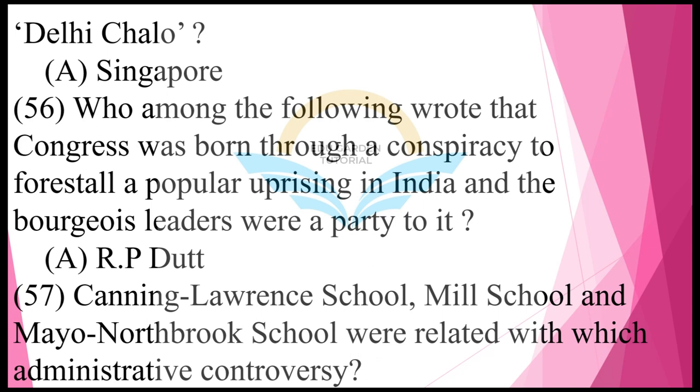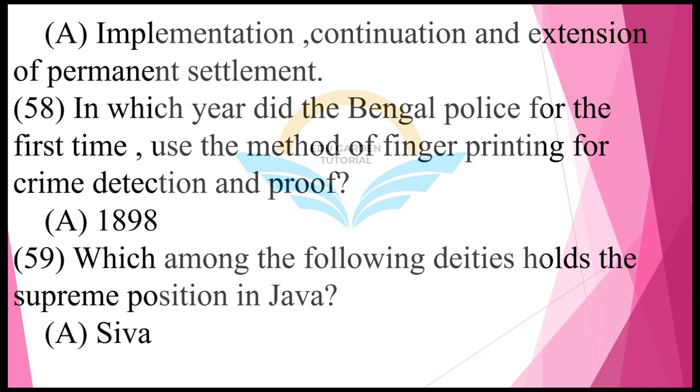And then 58. In which year did the Bengal police for the first time use the method of fingerprinting for crime detection and proof? Answer is 1898. That's very important.